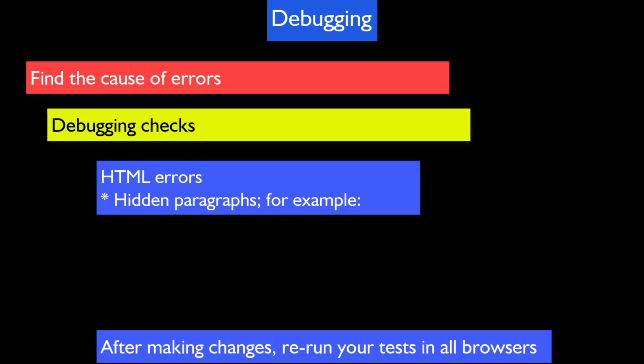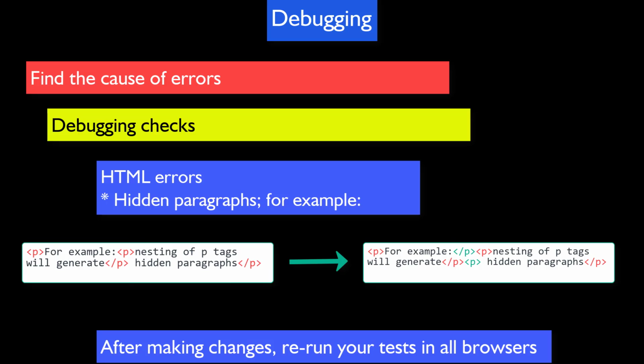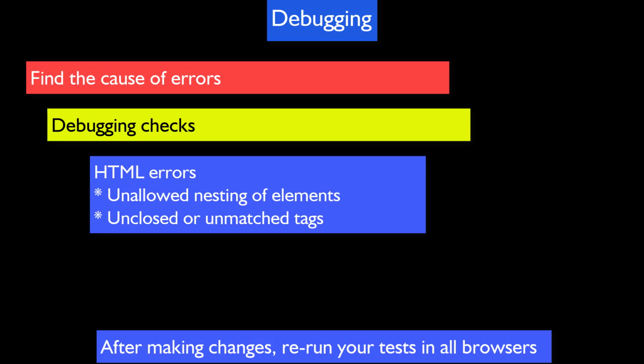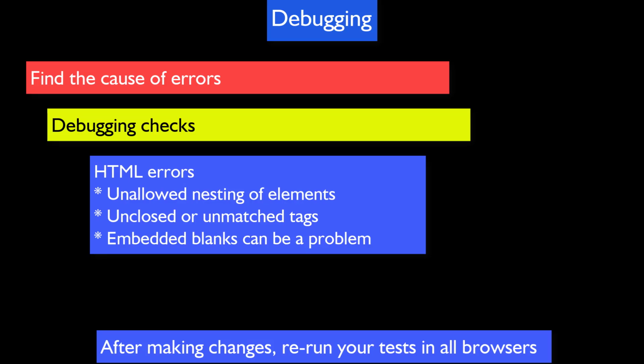Hidden paragraphs. There are a number of situations where nesting will implicitly add paragraphs, thus changing your spacing and appearance, such as nesting p tags within each other. For example, nesting of p tags will generate hidden paragraphs. What your browser will do in this case is add an implied end P before the first nested P, and an implied P after the first nested end P, so you end up with 3 paragraphs in reality. Similarly, unclosed or unmatched tags can cause problems. This includes misspelled tags. For example, start paragraph tag, blah blah blah, end tag with the letter O instead of letter P. Confuses the browser.